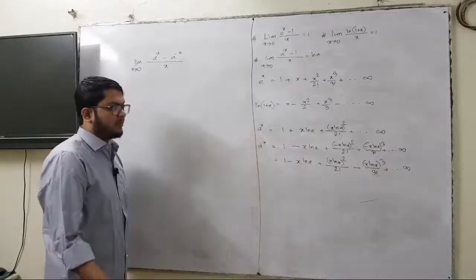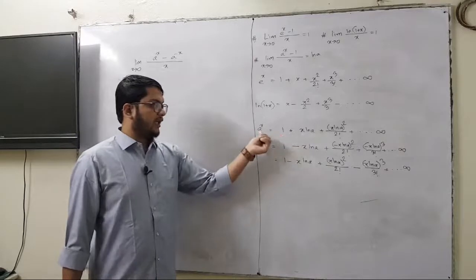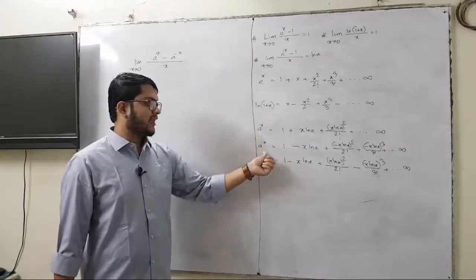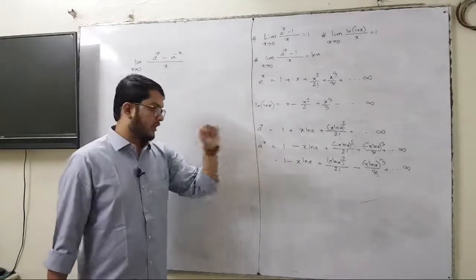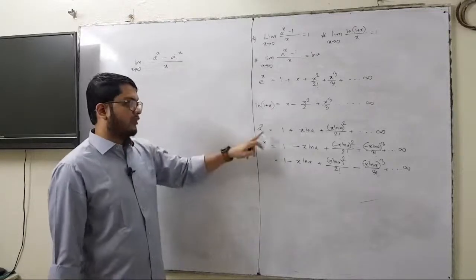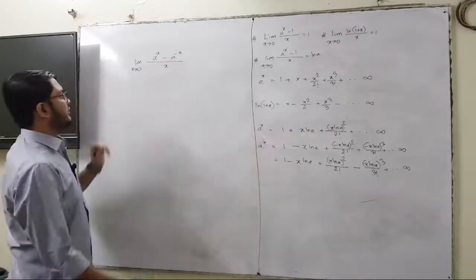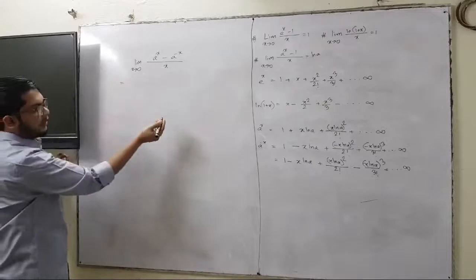So if you can remember only the expansion of e to the power x, you can very easily remember e to the power negative x as well. So let us just put the value of these 2 expansions in this formula, I mean in this problem.